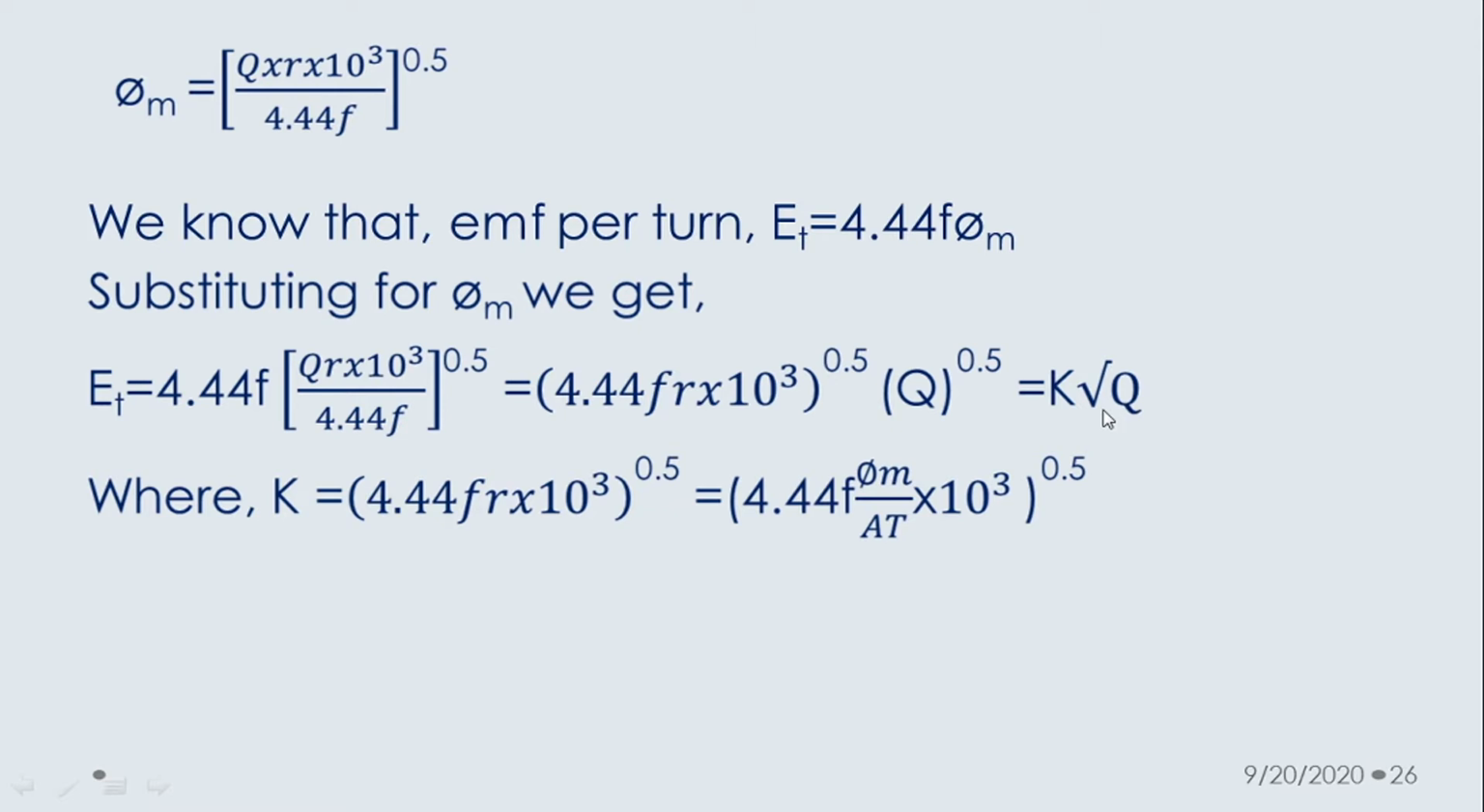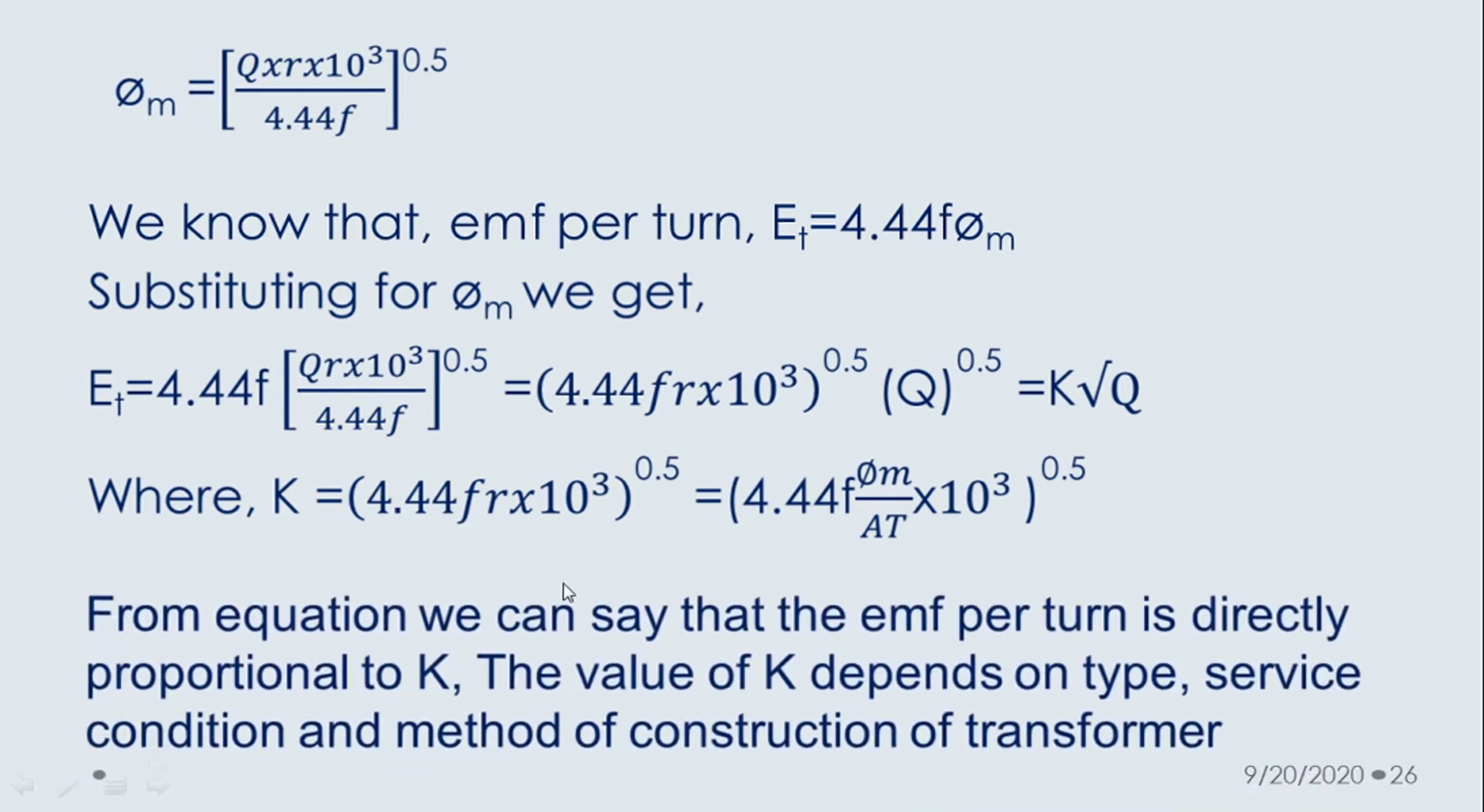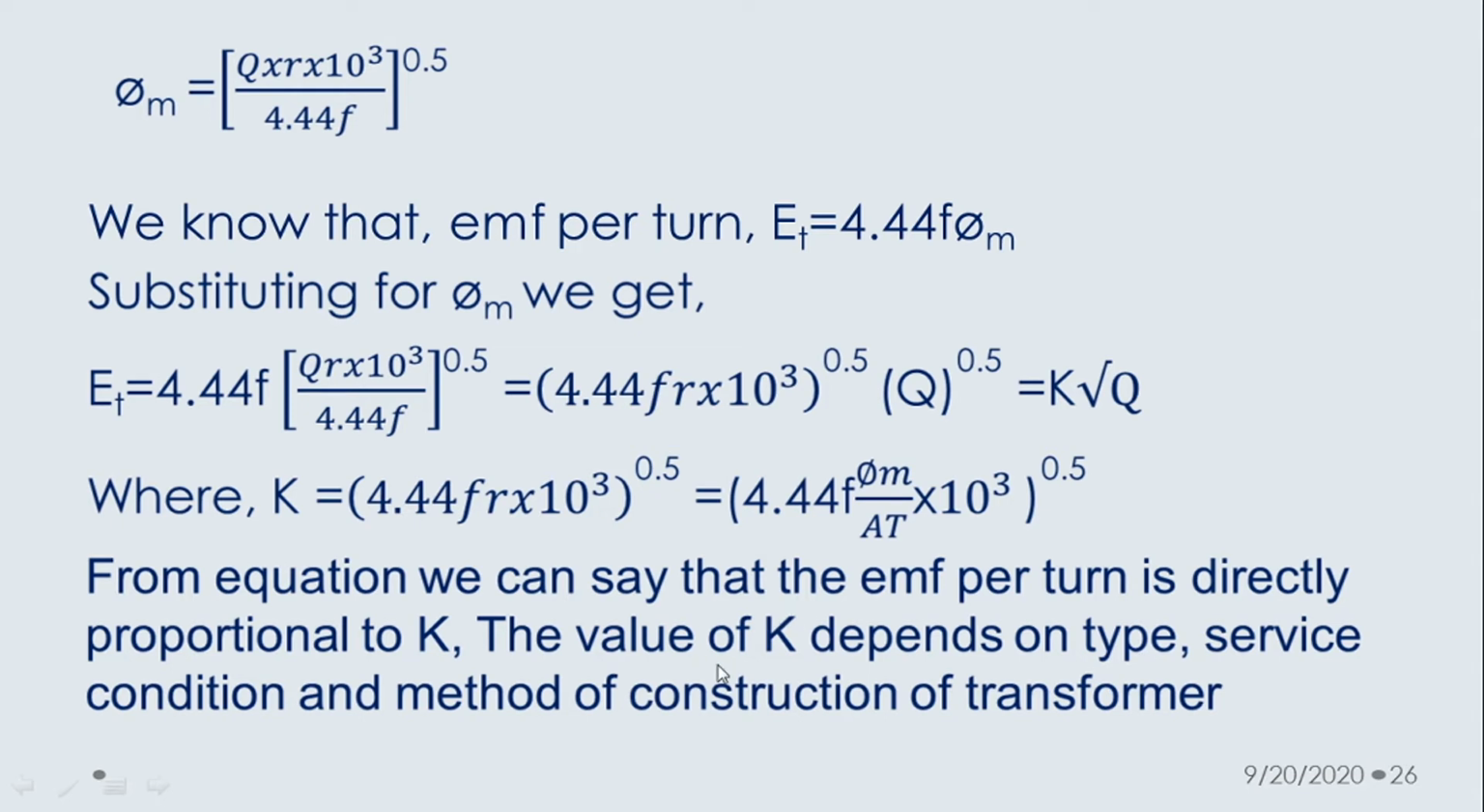The value of K is nothing but the square root of 4.44 f r into 10 to the power 3, where r is equal to phi m by AT, correct, and f is the supply frequency. So here we have seen that EMF per turn is directly proportional to the value of K. So for a particular transformer, it depends upon the value of K, correct.